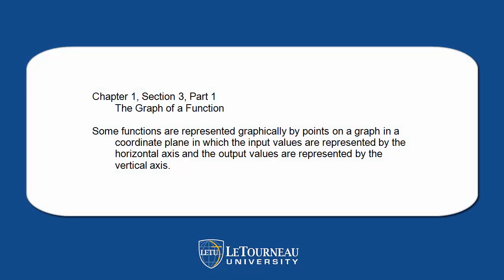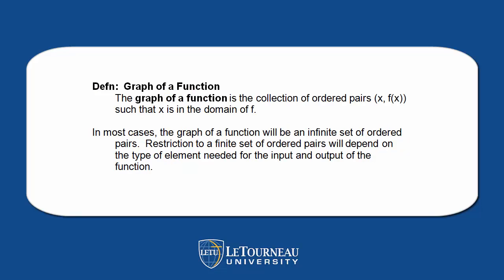Okay, we're still in Chapter 1, but we're over to Section 3, Making Progress. Some functions are represented graphically by points on a graph in a coordinate plane, in which the input values are represented on the horizontal axis, the output values are on the vertical axis. So, the graph of a function is the collection of ordered pairs (x, f(x)) such that x is in the domain of f.